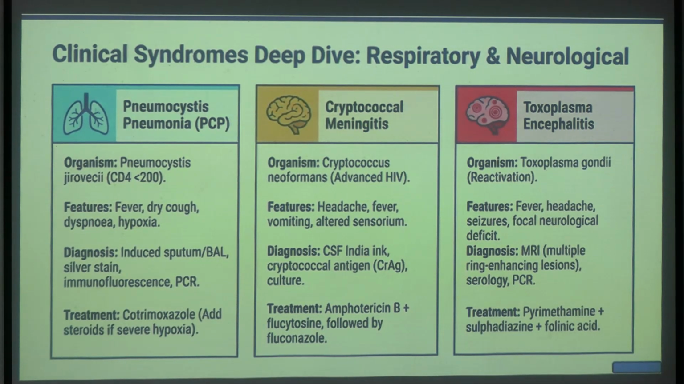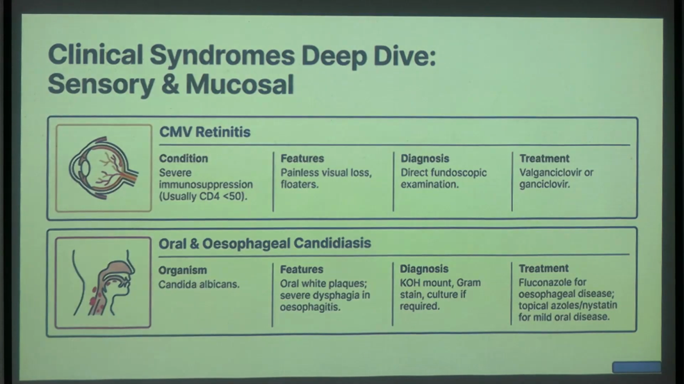If you have a question on opportunistic infection, you don't have to write down all three. It might carry 3 or 4 marks. You don't need to elaborate each and every infection, just go through a little bit of each. CMV retinitis is a severe immunosuppression, CD4 less than 50, with features of painless visual loss and floaters. Diagnosis is by direct fundoscopic examination, and you can give antivirals, that is valganciclovir and ganciclovir.